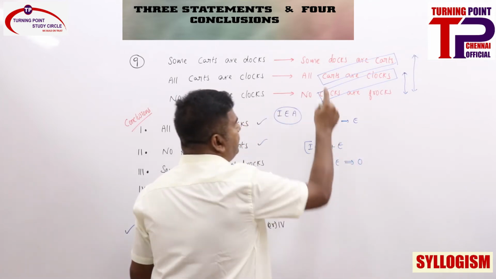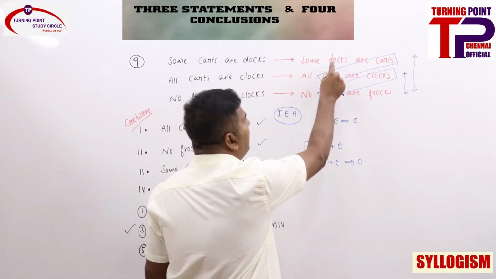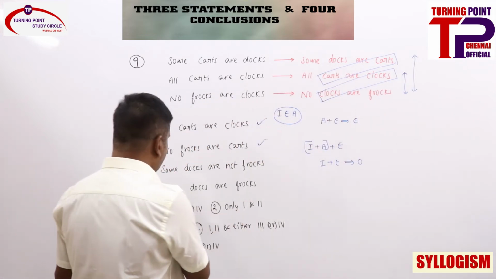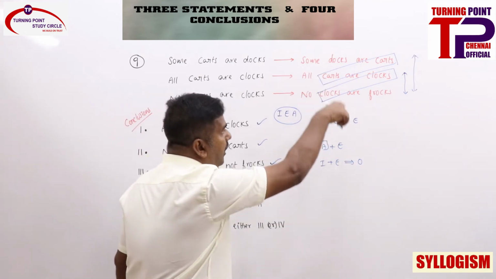O statement, with the subject of the first statement and the predicate of the last statement. So how will you be getting it? Some dogs are not frogs. So some dogs are not frogs. The third one also follows based on all these three statements.